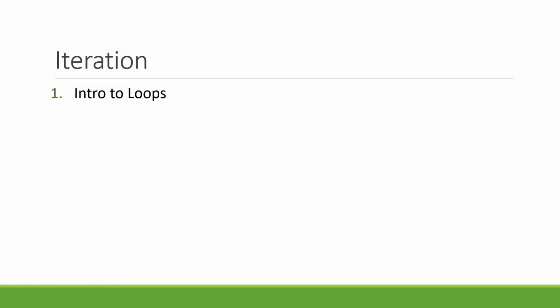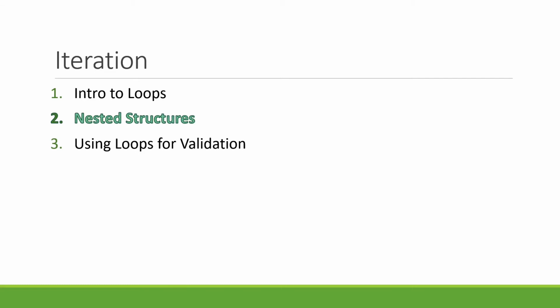In the first video, we learned about three kinds of loops in Java. In this second video, we'll look at nesting loops and other structures. In the third video, we'll learn how to use loops for data validation, and in the last video, we'll talk about common errors that programmers often make when working with loops.